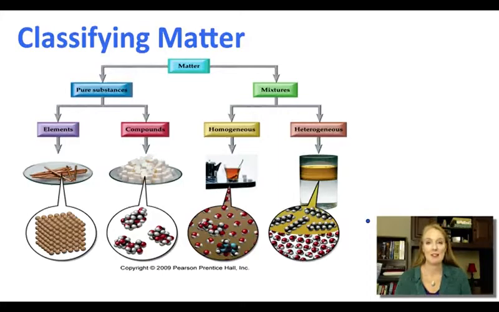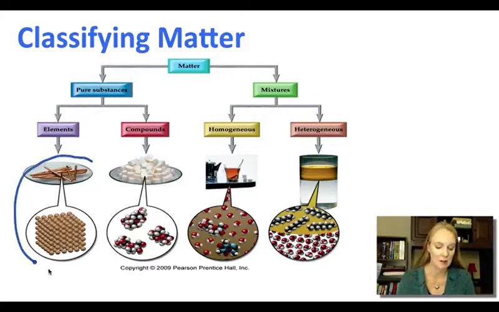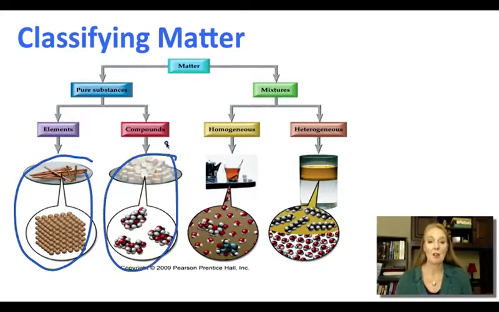A couple of different examples of pure substances are given here. There's some copper bars, there's some sugar cubes. In both of those cases, there is only one type of matter present in the sample. The matter might be a molecule in a compound, as is the case in the sugar. We would still say the sugar is a pure substance, because there is only one type of compound present in that sample of sugar.